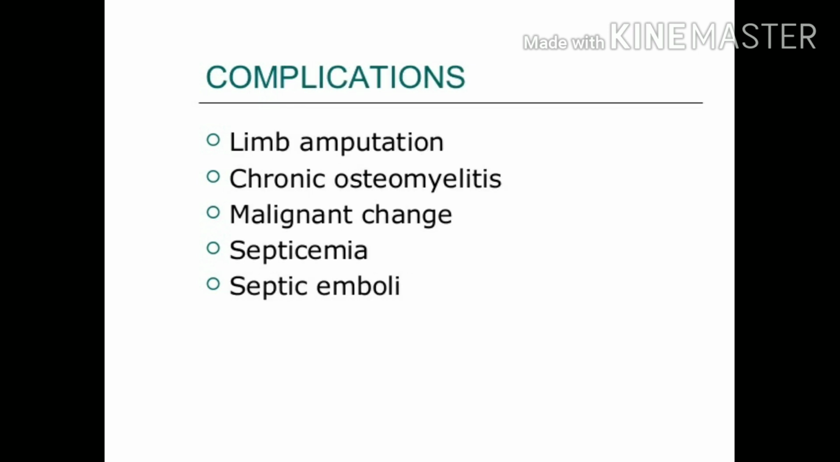Now, talking about the complications which an ulcer can lead to, it may lead to chronic osteomyelitis. If the ulcer reaches the bone, it can lead to malignant changes. Septicemia can also occur because of that. Limb amputation has to be carried out if it is not controlled, and it can also lead to septic emboli.